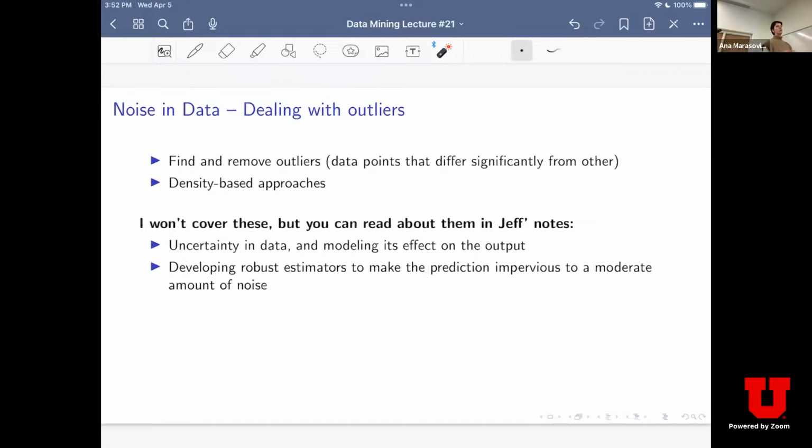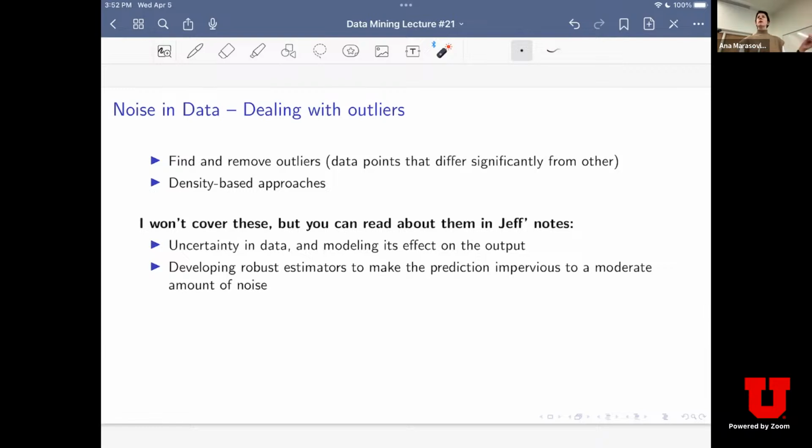And also, I will talk a little bit about density-based approaches, especially in the context of clustering. I will not cover these other topics; they are in the notes if you want to look into more: if you have uncertainty in your data and how you could model the fact that you know there is some uncertainty in the data, or how you can go about developing robust estimators.